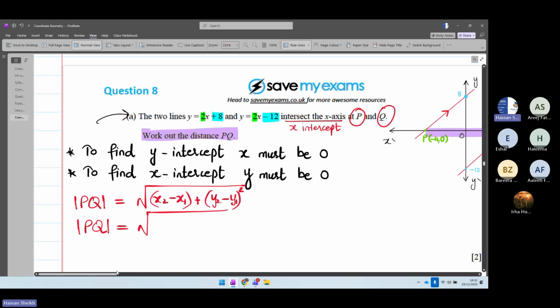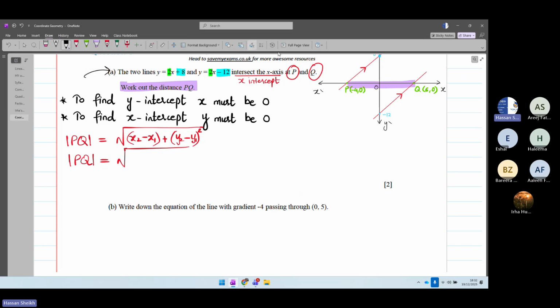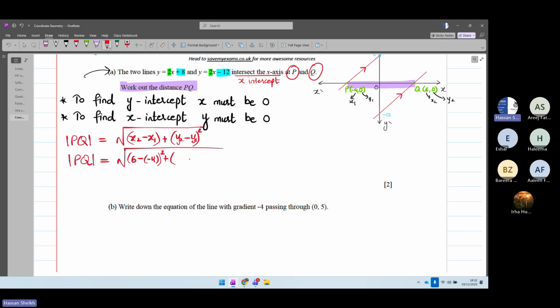So now let's apply this distance formula. But before I apply it, I must classify these points. Let this 0 be y2, this 6 be x2, this 0 be y1, and this minus 4 be x1. So x2 minus x1 is 6 minus minus 4, whole square, plus y2 minus y1, which is 0 minus 0, because it is just a horizontal line.